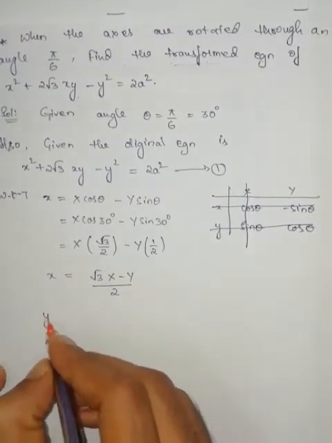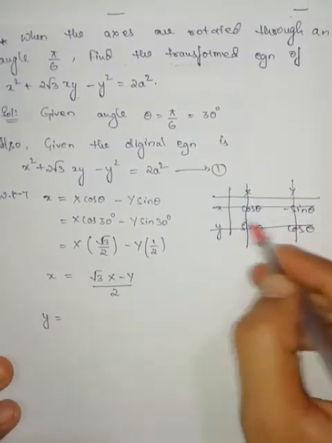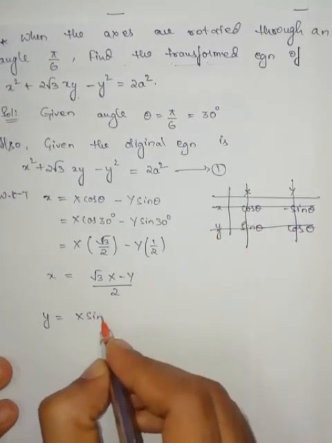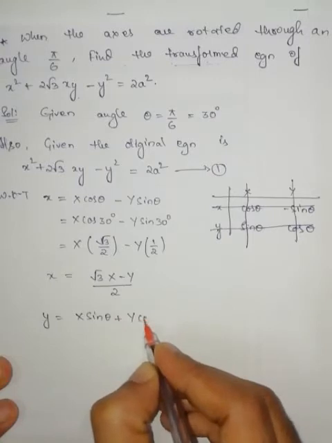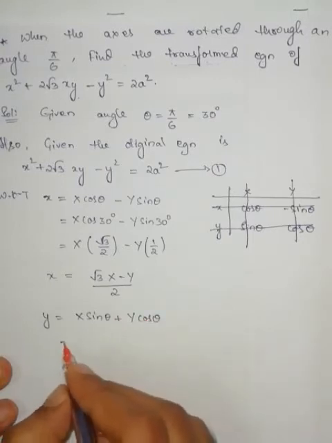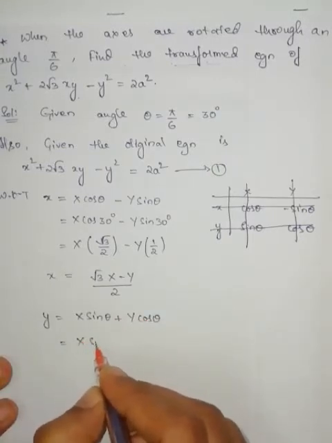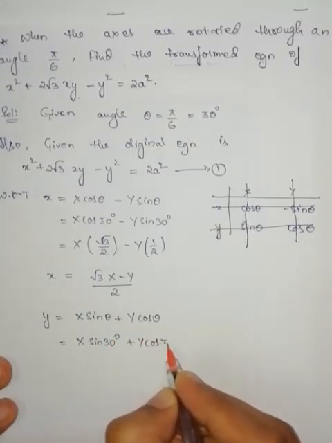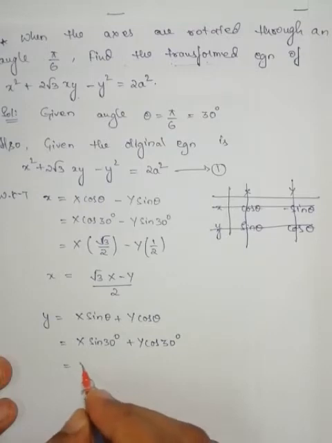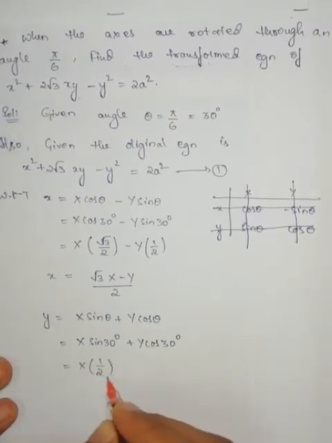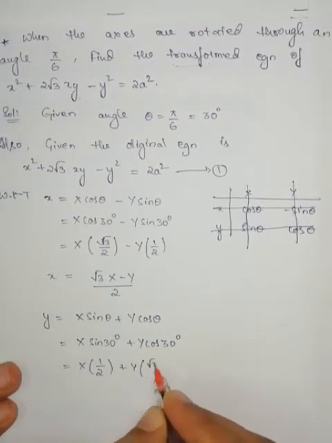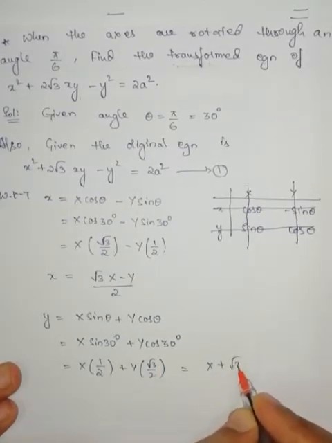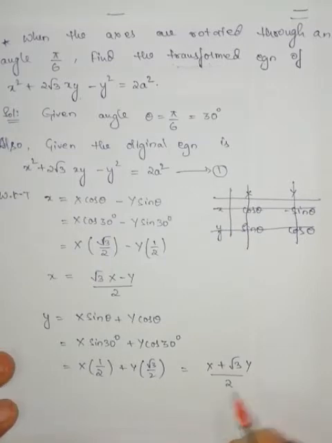Similarly, small y is capital X sin theta plus capital Y cos theta, which is equal to capital X sin 30 degrees plus capital Y cos 30 degrees, which is equal to capital X into 1 by 2 plus capital Y into root 3 by 2, which is equal to X plus root 3 Y by 2.